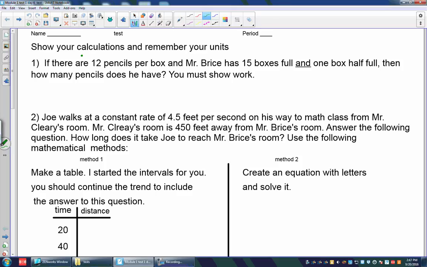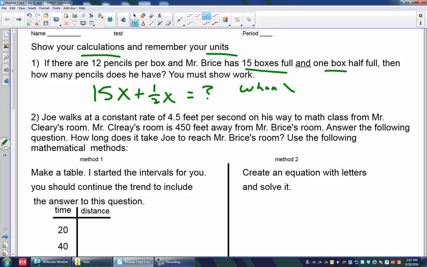Show your calculations and remember your units. If there are 12 pencils per box and Mr. Bryson has 15 boxes full and one box half full, so that is 15x plus a half of an x, then how many pencils does he have? Equals question mark when x equals 12 pencils per box.